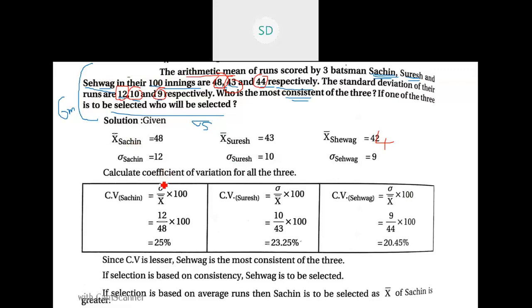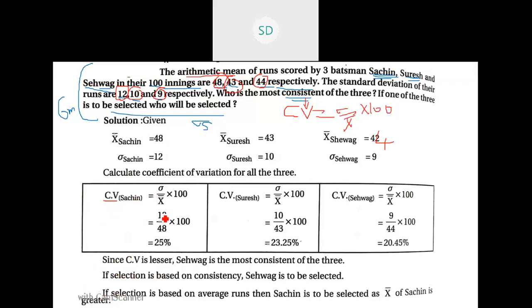Now, to find the consistency, always just calculate CV. If you find the word consistent in the question, calculate CV. It's a rule. If you find a consistency question, blindly calculate CV, that is coefficient of variation. Once you calculate it, you have all the data required. So what is the formula? Standard deviation divided by x bar into 100. You just have to calculate the percentage of CV.